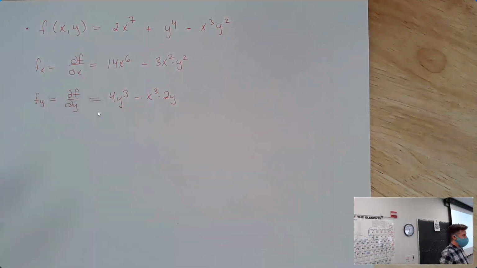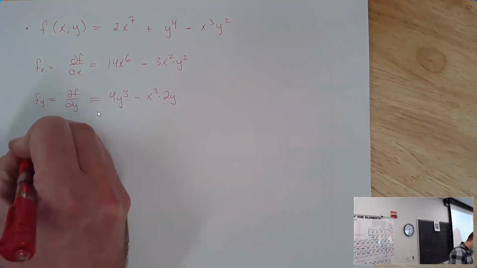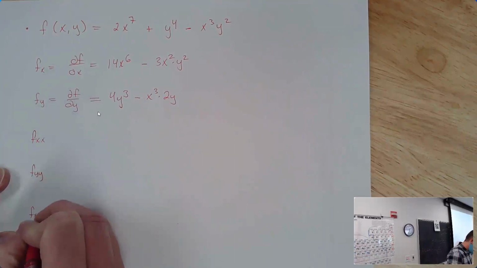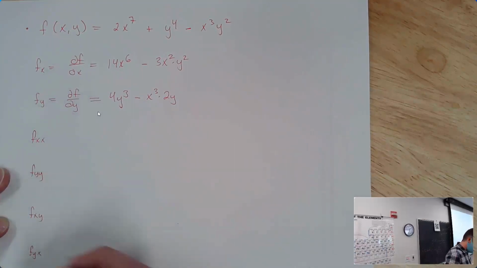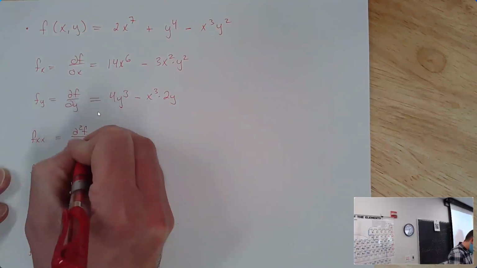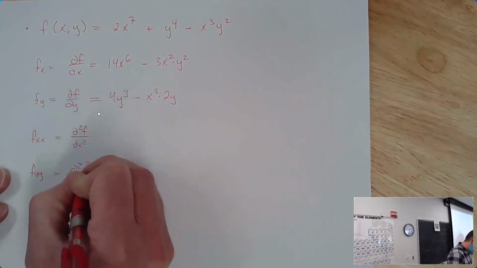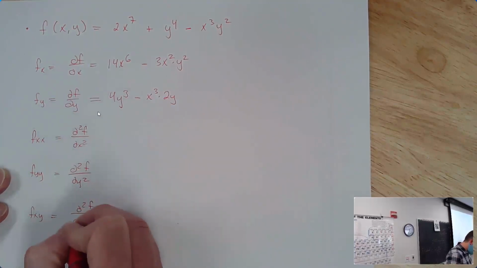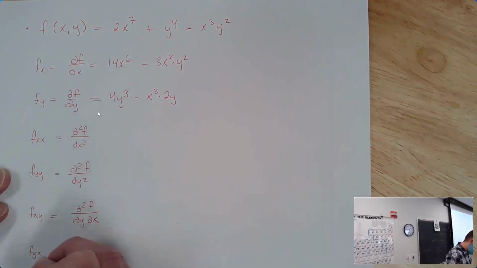We should do the second partials as well. So there are how many second partials? I mean, really, there's only 3, but there's 4. Right? There is f_xx, f_yy, f_xy, and f_yx. Or del squared f del x squared, del squared f del y squared, del squared f del y del x, del squared f del x del y.